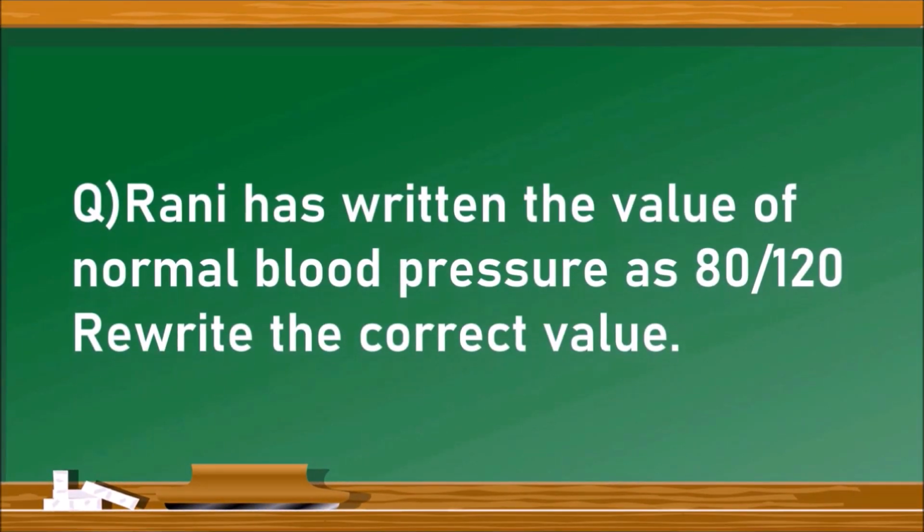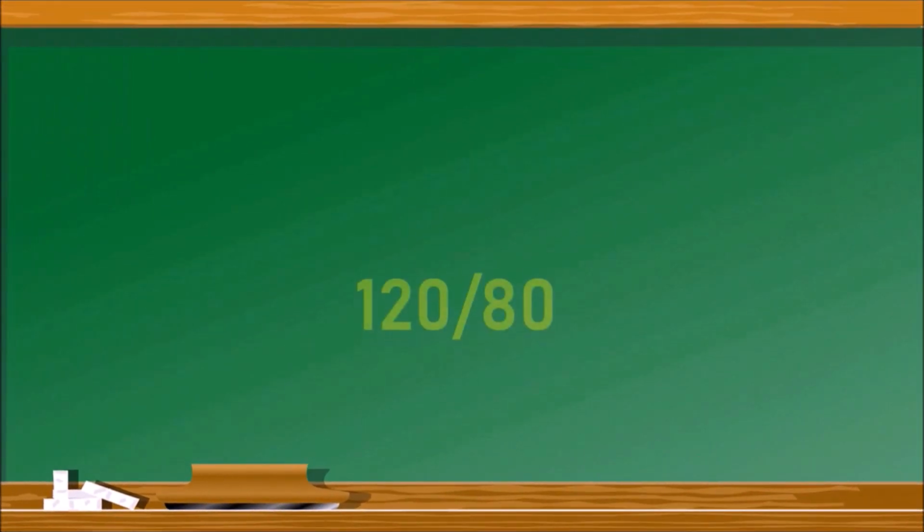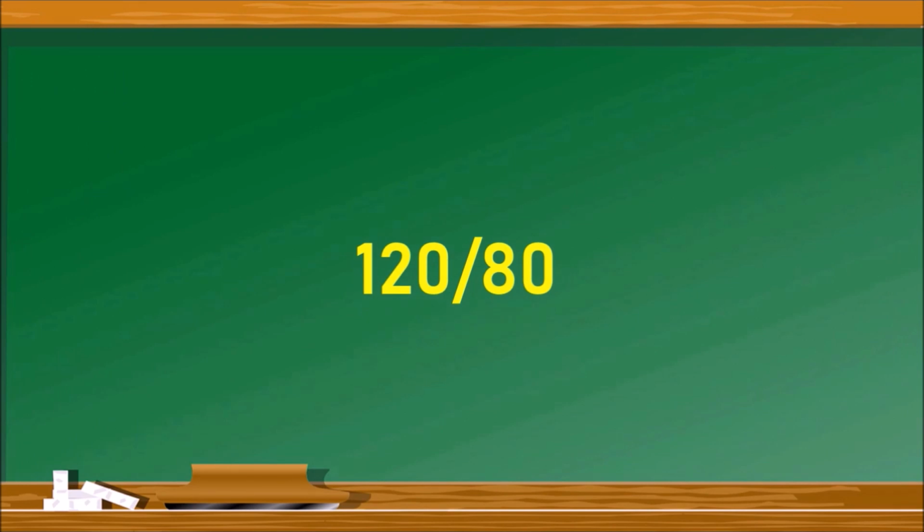Let us see the next question. Ronnie has written the value of normal blood pressure as 80/120. Rewrite the correct value. What is the correct value? Yes, 120/80. 120 is the systolic value, whereas 80 is the diastolic reading. Let us see the next question.